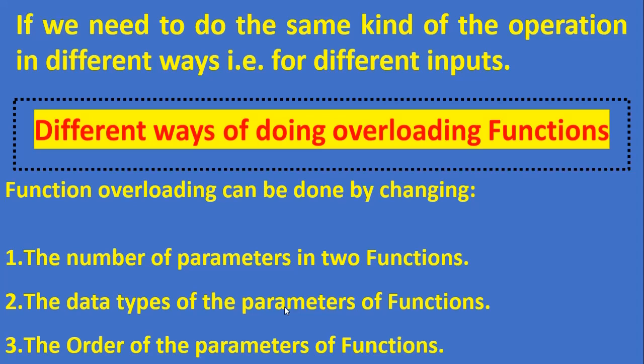But we have to remember this: function overloading can be done only and only by changing the number of parameters in two functions, the data type of the parameter of the function, or the order of the parameters of the functions. Otherwise it will not work. You can use any one of these three types while using function overloading, isn't it? I think it is clear to you now how we can use function overloading and why we are using it.